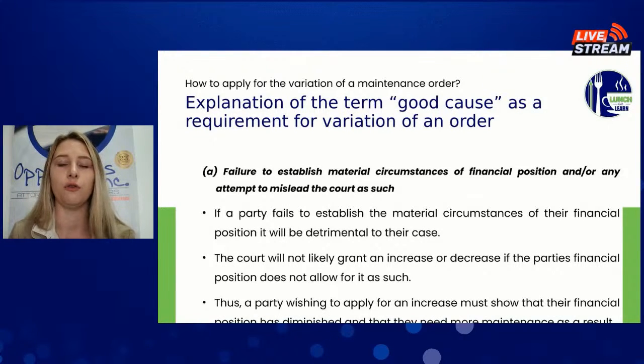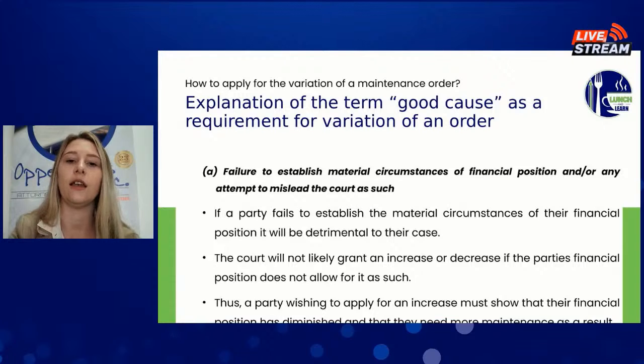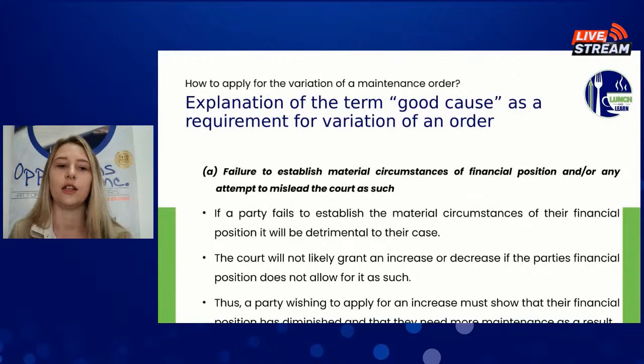So now your financial position is less than it was at the time the original maintenance order was made. This means that now you'd require a decrease, but you have to show this to the court. And you cannot lie to the court. So you cannot mislead the court into believing that your expenses are now more than your earning capacities when this is not the case.